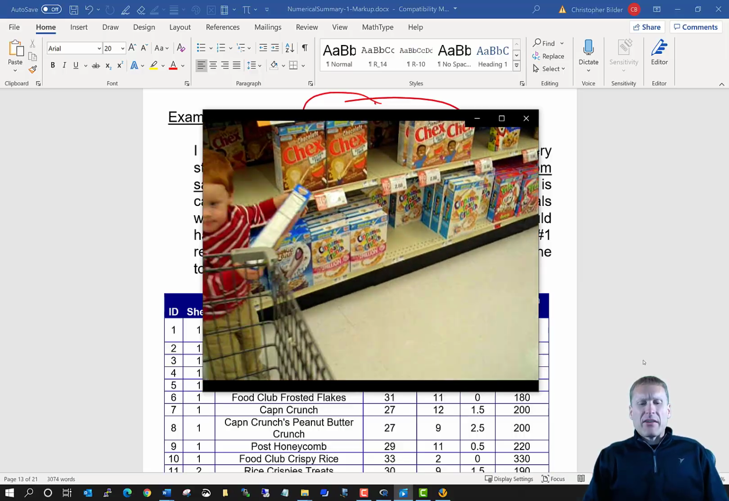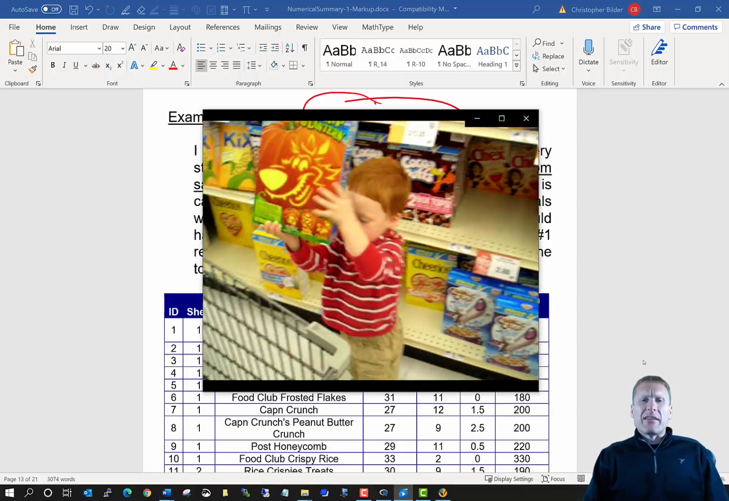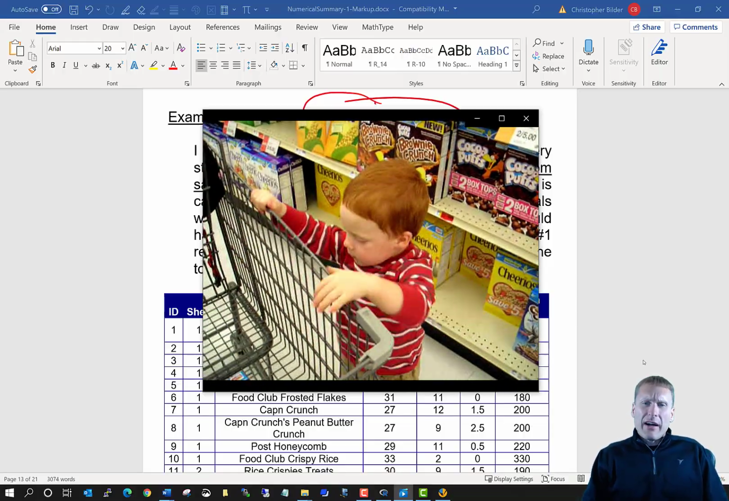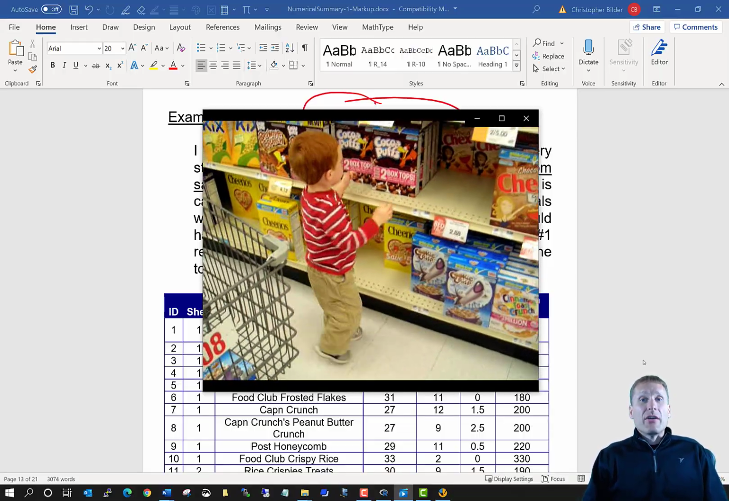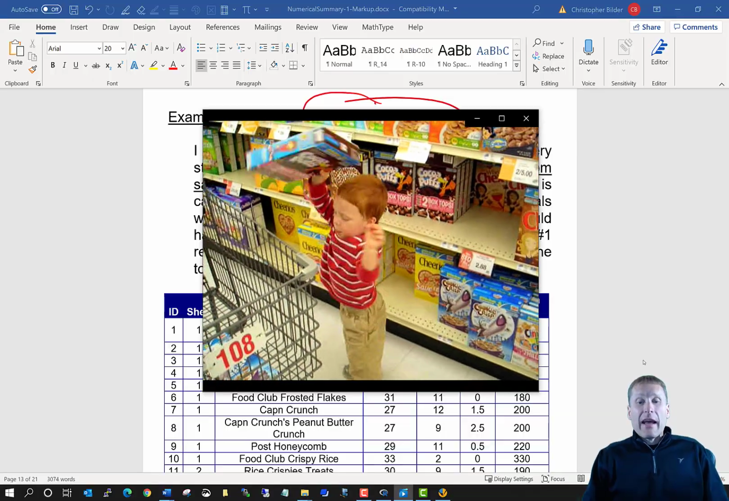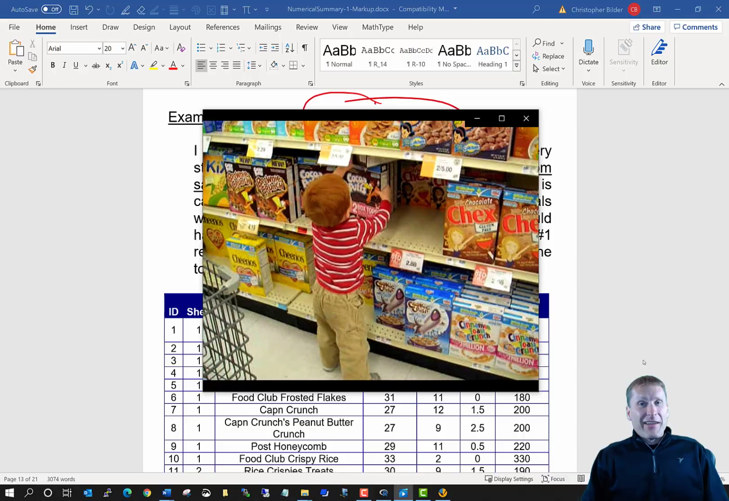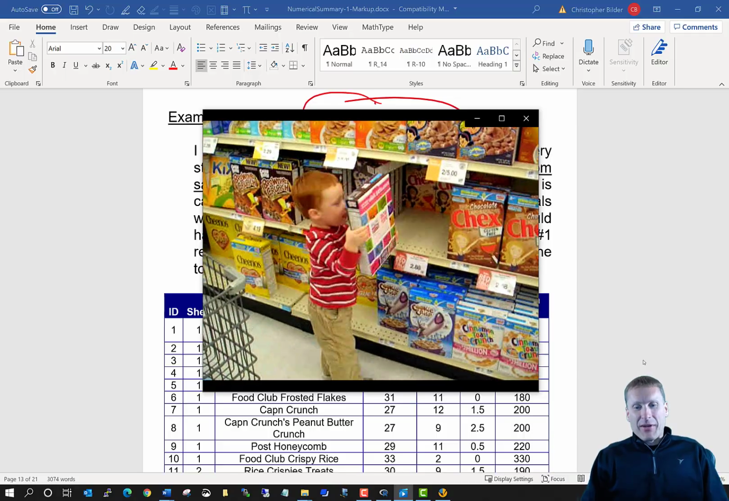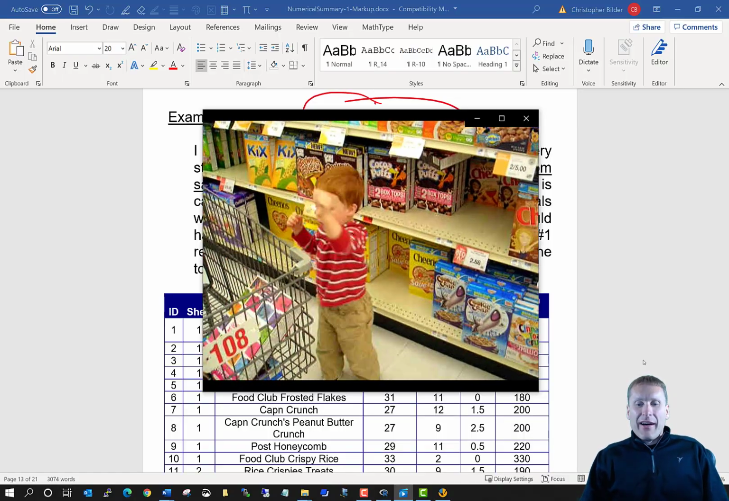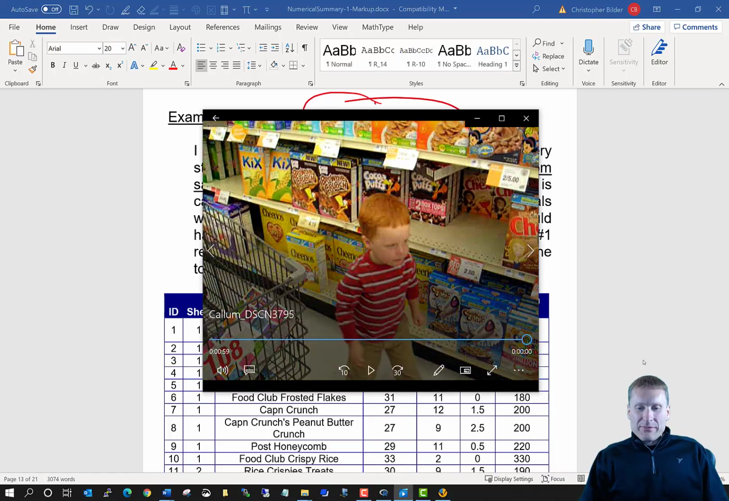So notice he picks up Cocoa Crisp. This is a very high sugar content cereal that's marketed towards little kids. And then next is Cocoa Puffs. Again, another high in sugar content cereal. And guess what? He even picks up another one and puts it into our shopping cart.